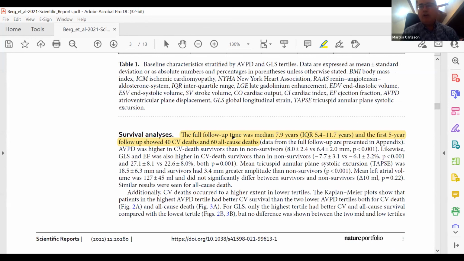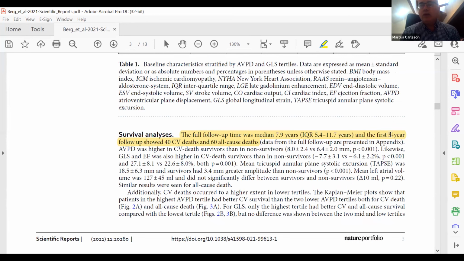We did a follow-up in registries in Sweden. The registries are very comprehensive, and they cover all mortality causes, and they also cover all hospitalizations in all hospitals over the country with ICD codes. So we could look at how many had died over the full follow-up, which was a median of 7.9 years. But we chose to analyze primarily the first 5 years.